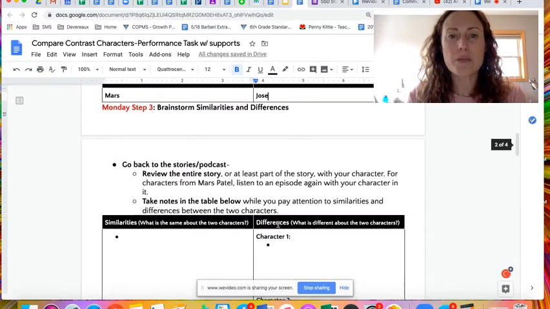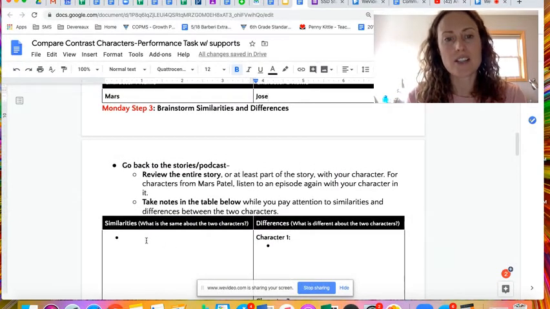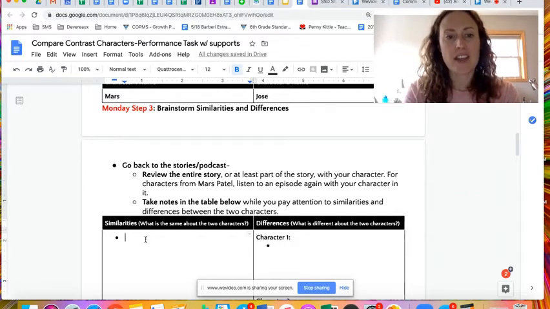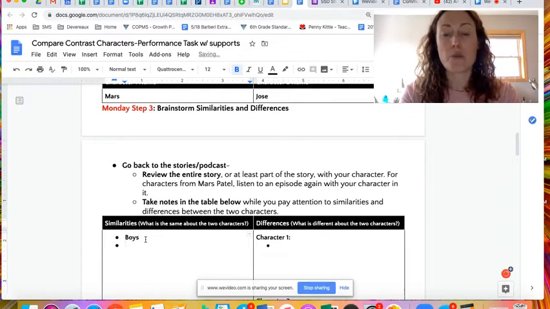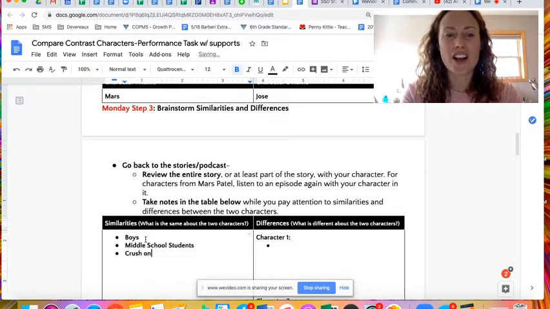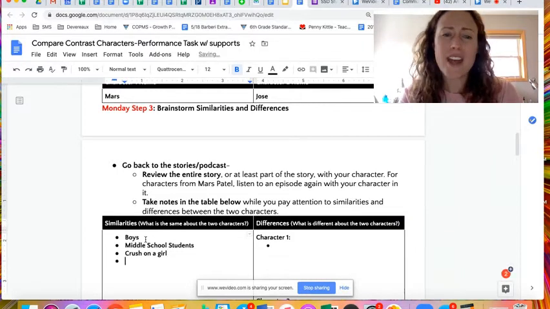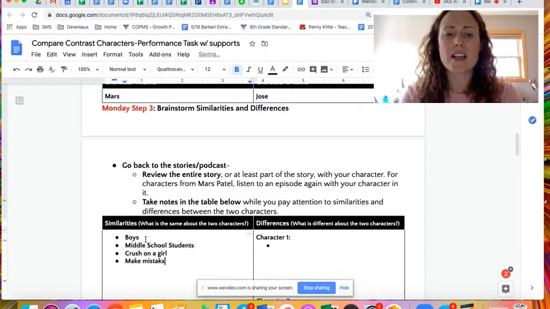And then for step three, I'm going to brainstorm the similarities and differences. So I'll start with the first bullet point, and it's really easy to think of the first couple of things, like they're both boys. They're both middle school students. They both have a crush on a girl. What else is similar about those two characters? Maybe like they both make mistakes.